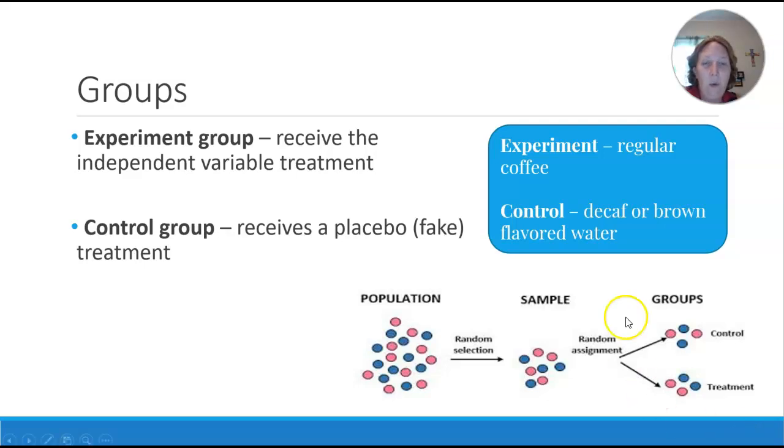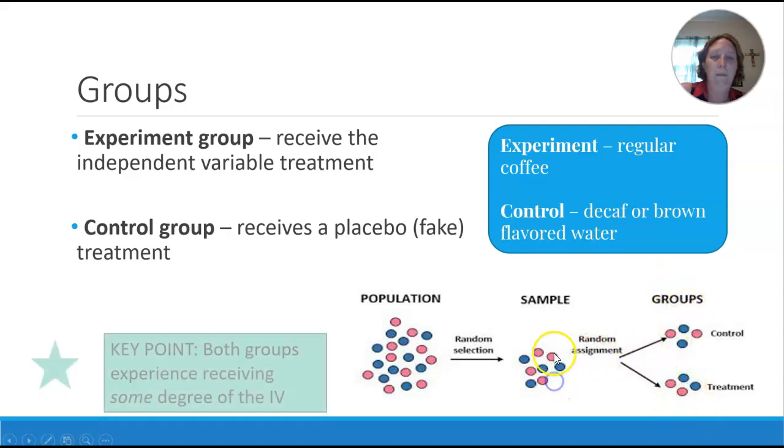This graphic might help you. We have our whole population, and then through random selection, now I'm thinking I need to change that in our notes. We'll do that in class. We want to change random sample to be random selection. Probably have both words down, actually. And then from there, we randomly assign them to both groups, both the control and the treatment.